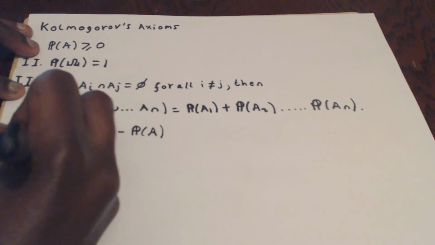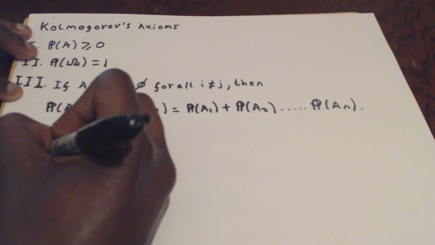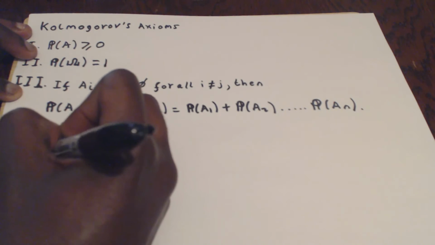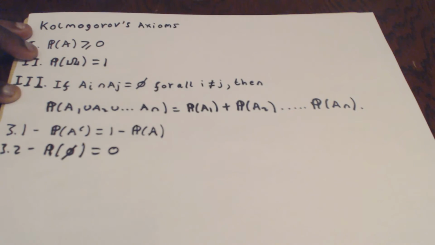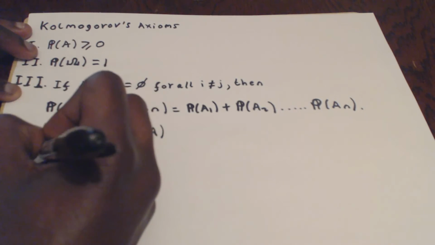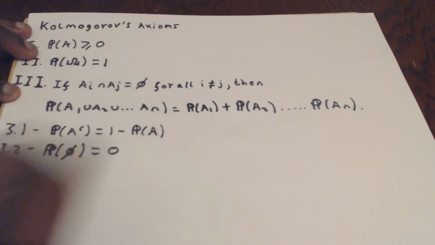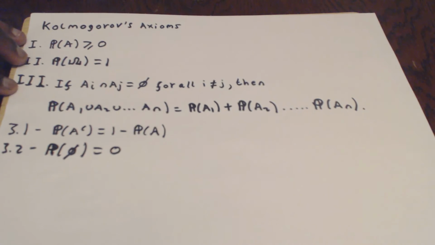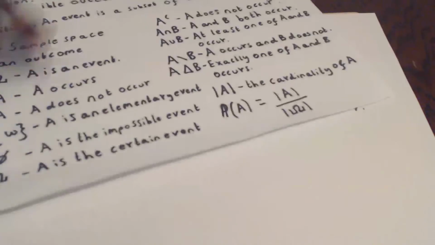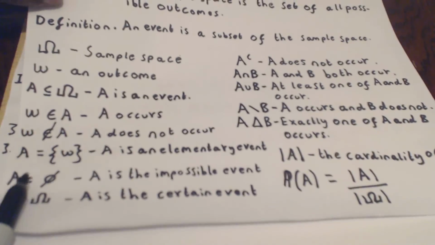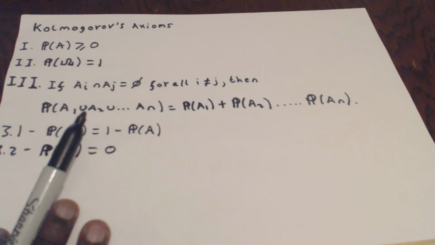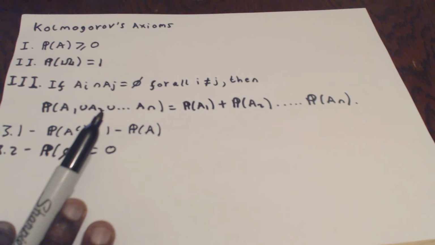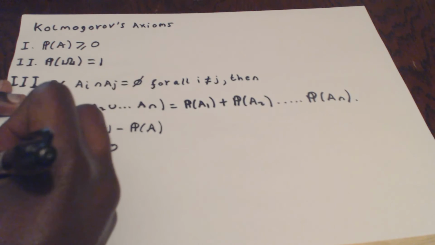Let's see, 3.2, which is that the probability of the empty set is equal to 0. This is obvious since, don't forget, we said that if this event A is equal to the empty set, A is the impossible event, so obviously the impossible event is going to be allocated a probability of no chance of happening, i.e. 0 in terms of numbers.